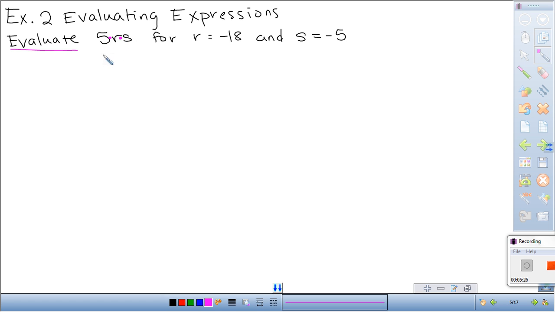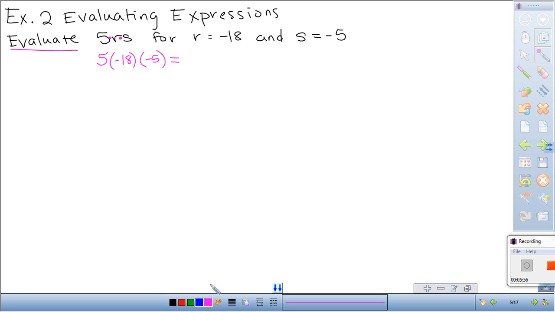So when I substitute, I know I'm multiplying 5 times R, which is negative 18, times S, which is negative 5. Remember that parentheses are also multiplication signs. So since all we're doing is multiplying, the order doesn't matter. You can multiply 5 times negative 18 first, or negative 18 times negative 5 first, or negative 5 times positive 5 first. What matters, though, is what's our sign?